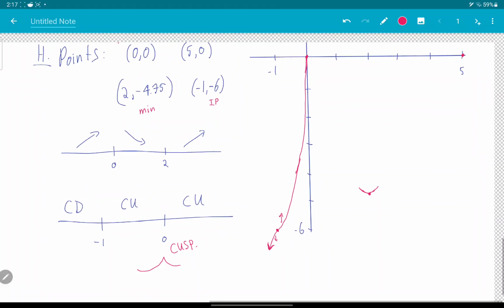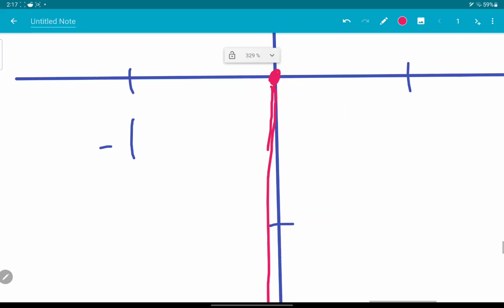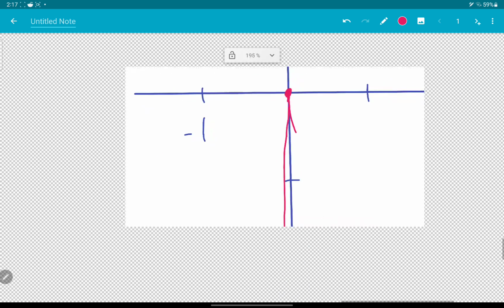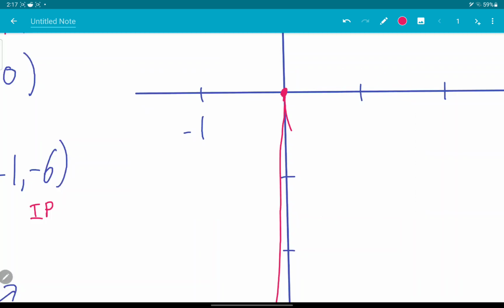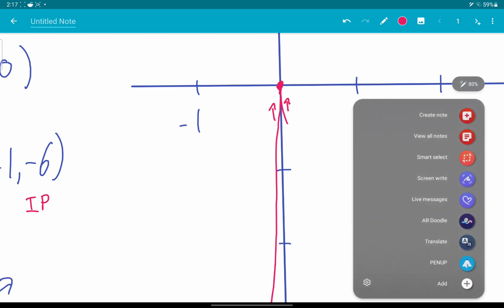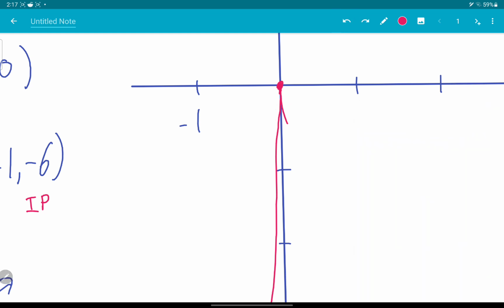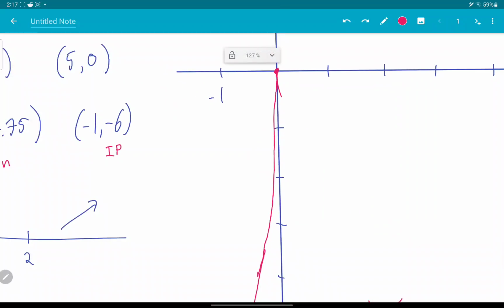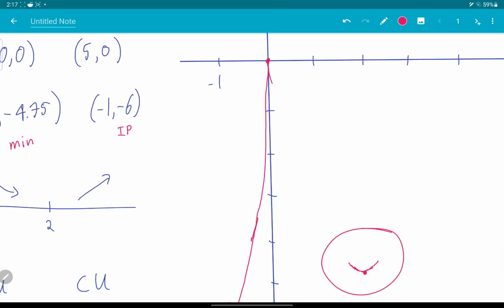Okay, connecting the dots. So as I said, here at this origin, we have a cusp. So it's something like that happening. Because I'm concave up before, and I'm also concave up afterwards. And then I have to come down to this minimum point here. It's not too bad, I can do that, right? Oh, let's see. Oh boy, that looks too straight.